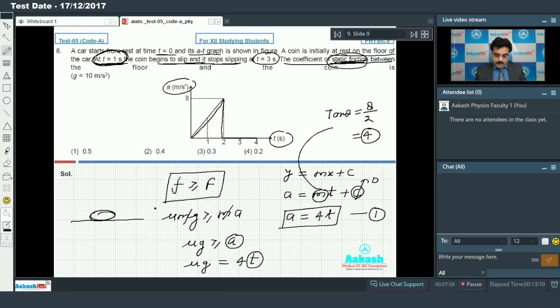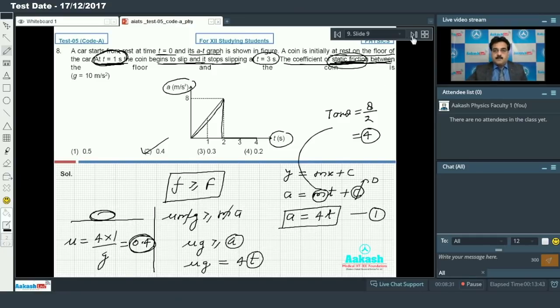So if I place the value of time t, then mu is equal to 4 into 1 divided by g, and g is equal to 10 meter per second square. So on solving we'll get 0.4. So this is the coefficient of static friction between the floor and the coin, 0.4. So my option number 2 is correct.